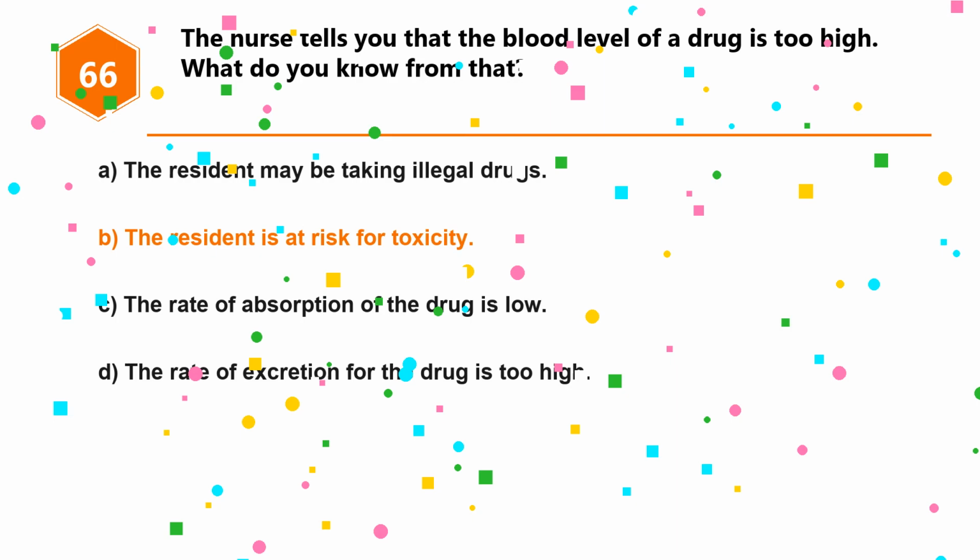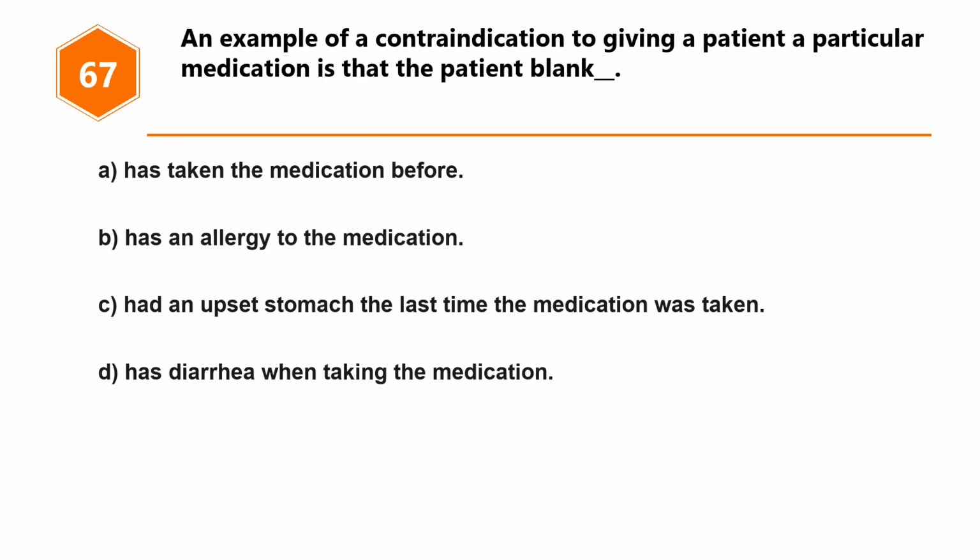The correct answer is option B, the resident is at risk for toxicity. Question 67. An example of a contraindication to giving a patient a particular medication is that the patient blank blank. Option A, has taken the medication before. Option B, has an allergy to the medication. Option C, had an upset stomach the last time the medication was taken. Option D, has diarrhea when taking the medication.